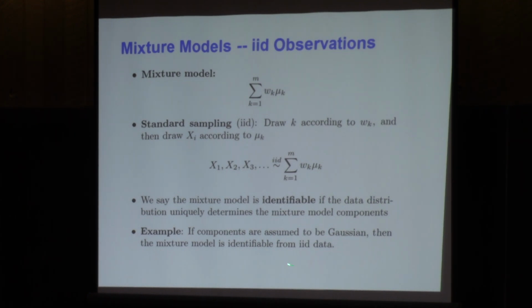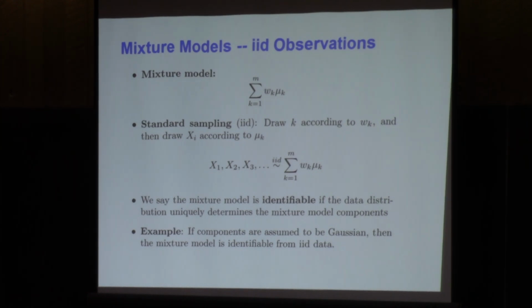So there's a few results out there for mixture models. If components are assumed to be Gaussian, for example, then a mixture model is identifiable from IID data. That's a known result. It's also known for binomial or multinomial mixture models. But basically, it's only known for a few basic parametric families that mixture models are identifiable from IID observations. And here I'm asking us to go to completely non-parametric models.